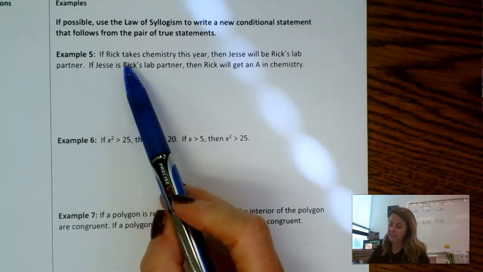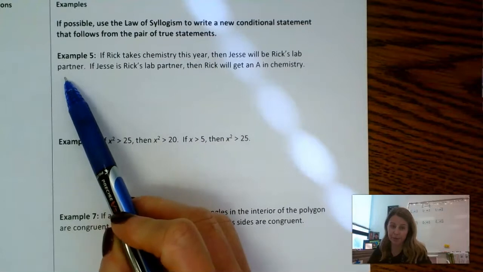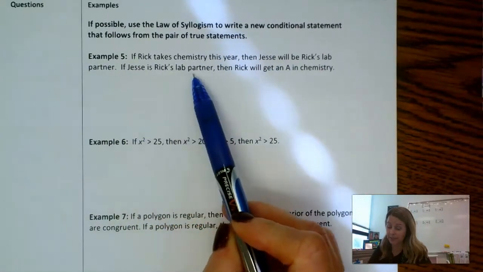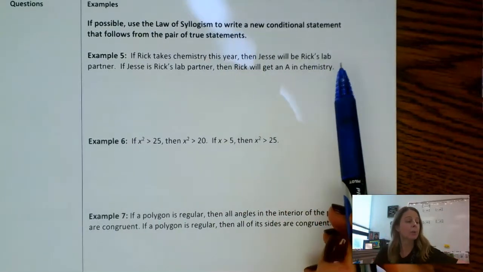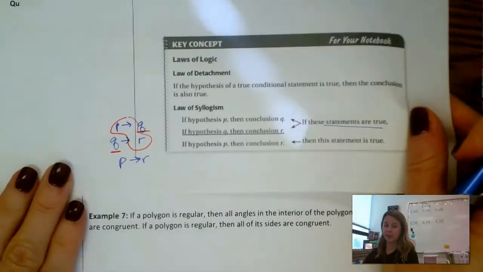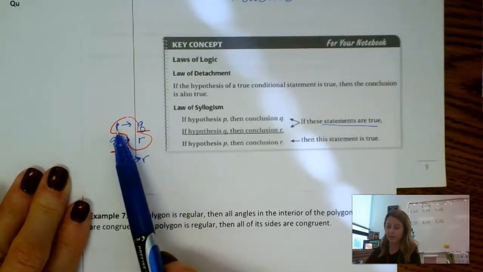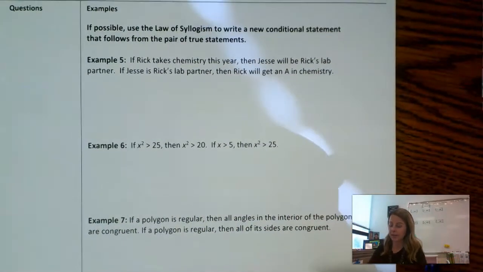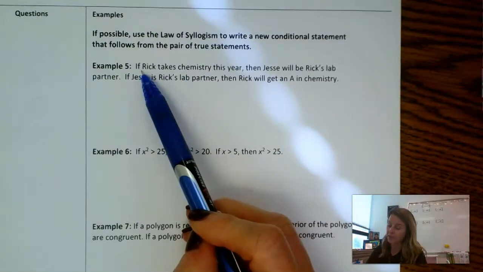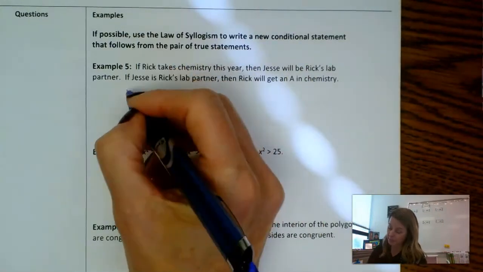Okay, if Rick takes chemistry this year, then Jesse will be Rick's lab partner. If Jesse is Rick's lab partner, then Rick will get an A in chemistry. In order for me to do this type of problem, I like to draw this out and abbreviate the topics as P and Q and R. So this is one way that I like to process through this. So if Rick takes chemistry, then Jesse will be his partner.